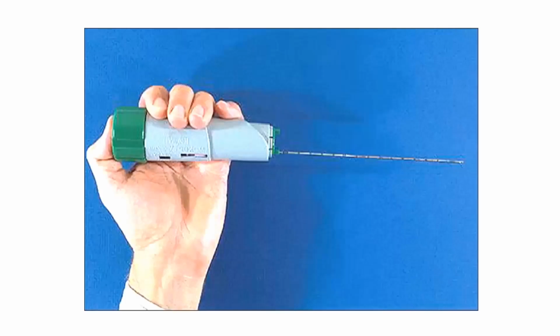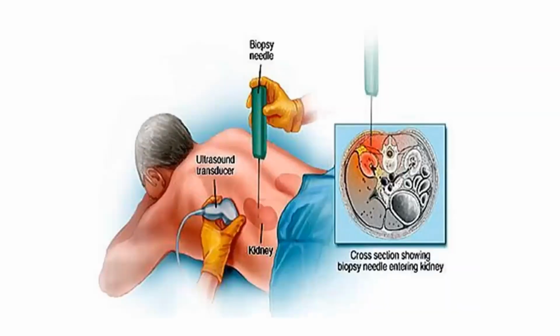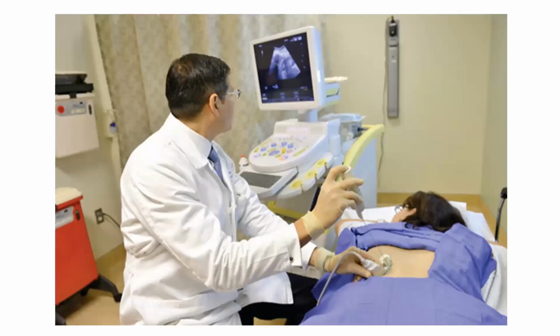This is the kidney biopsy needle with which we perform kidney biopsy. This is how a kidney biopsy is done. The lower pole of kidney is located with an ultrasound, and the needle is inserted and the tissue is obtained. This is a doctor doing a kidney biopsy. This is called ultrasound guided kidney biopsy.